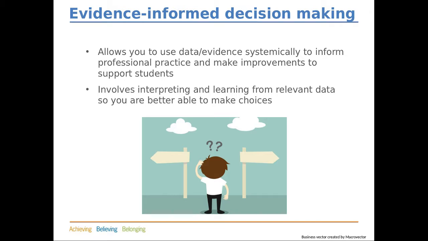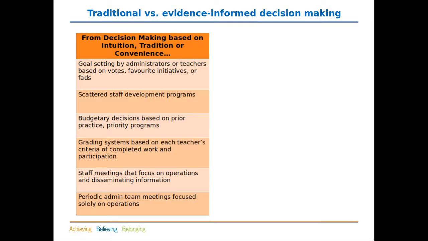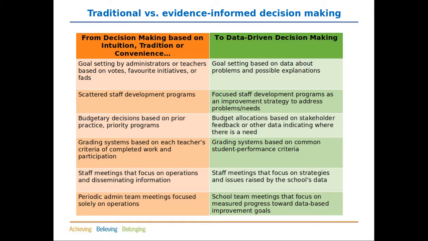So I'm going to go into a table here, comparing traditional versus evidence-informed decision-making. It highlights some differences between those two kinds of approaches in a variety of areas, like goal setting, budgetary decisions, meetings. So if you want to take just a quick look at what you see there and think about whether any of this looks familiar to you. I'm not saying that you do this, but maybe you've seen some of this happen in your experiences. Okay, so now we're saying we want to move from those traditional ways to more data-driven decision-making.